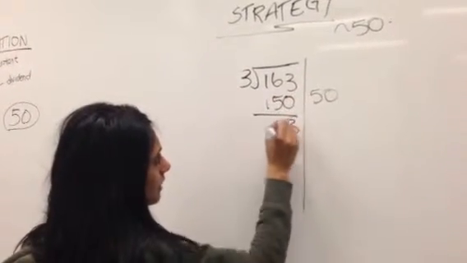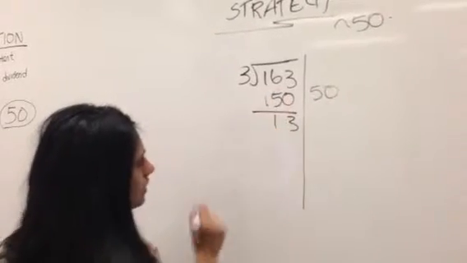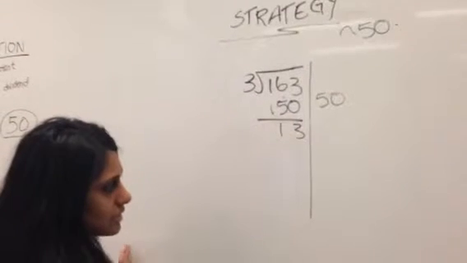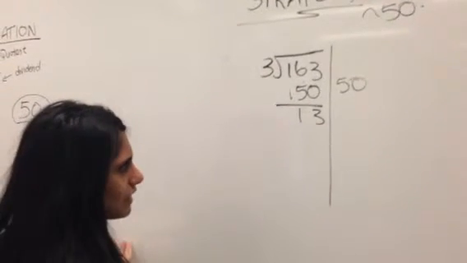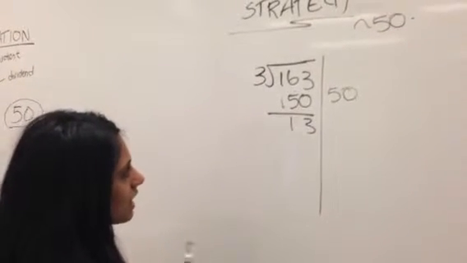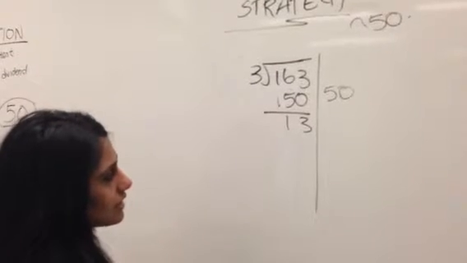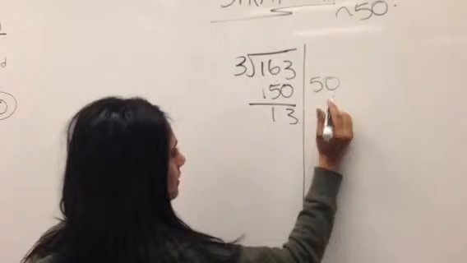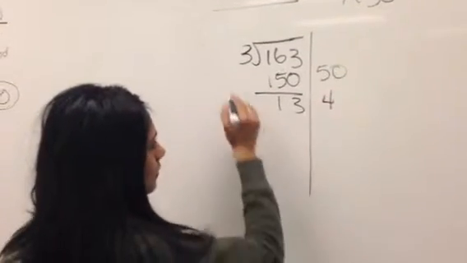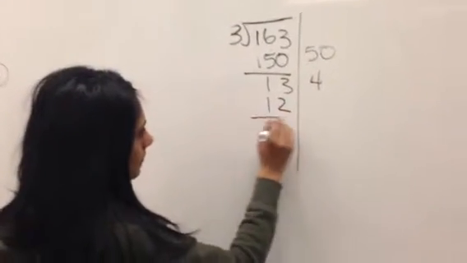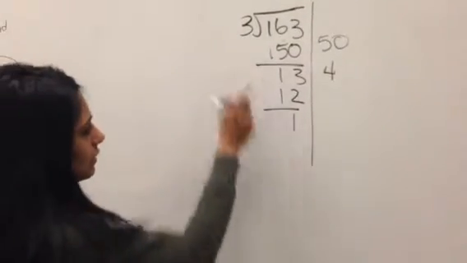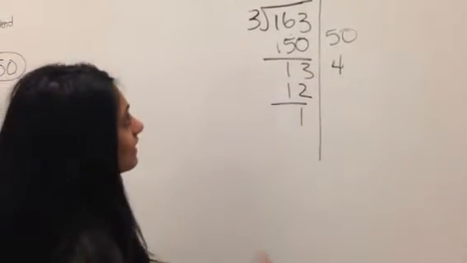So we have 3 and then we have 1 here. So now we need to figure out what times 3 would be 13. But that doesn't make sense, so we would need to find a number less than 13. So 3 times 4 would equal 12. So we have 1 remaining left over. Because 3 can't go into 1 anymore, we're stopping at that.